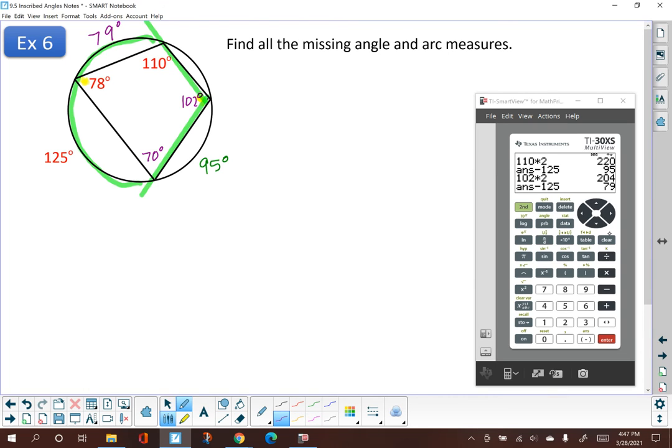To find the last arc, we could use an angle that's intercepting an arc, but we also could just start with our 360 and subtract the other two angles. So that's a 61-degree arc. So we found all the arcs and angles in that diagram.